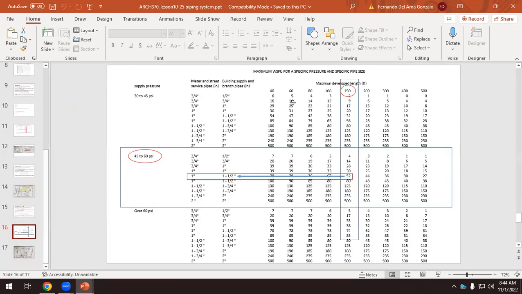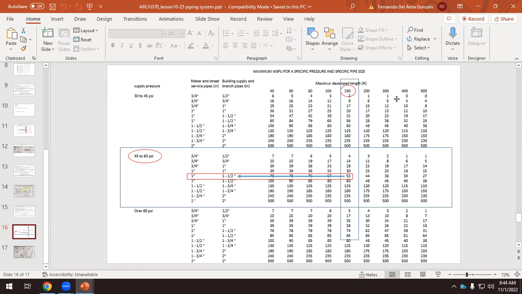Okay, so what do we have to do? The maximum developed length is this number times 0.2. Okay, so the maximum developed length is 109 times 0.2. Then what else do we have to do? Then we need the pressure, so that depends on the height. And then we need the number of fixtures that we have here.